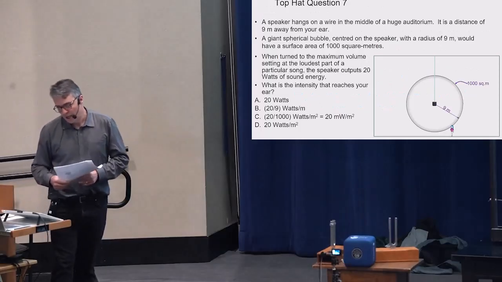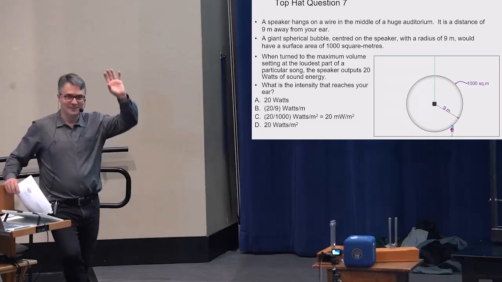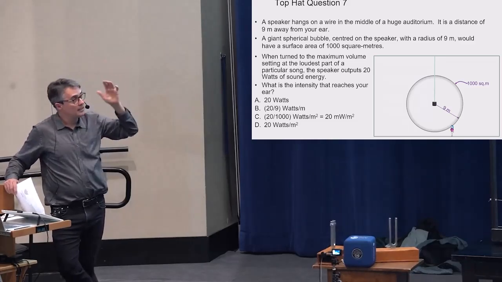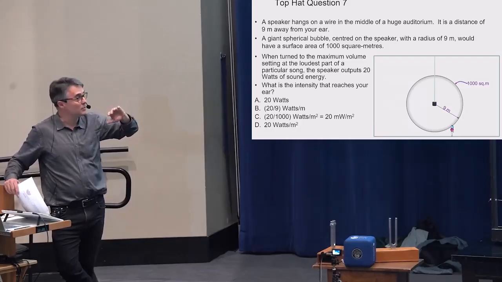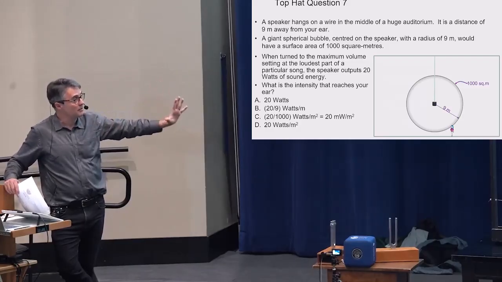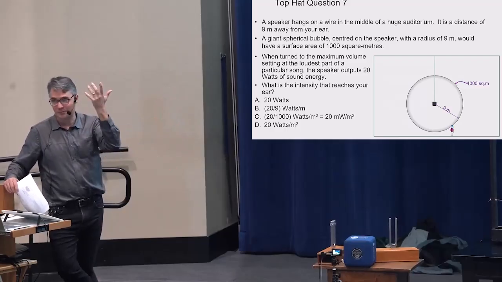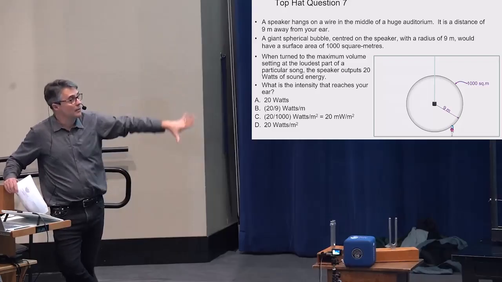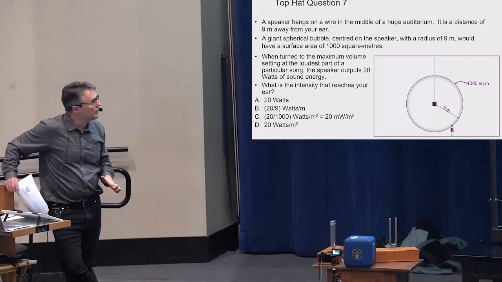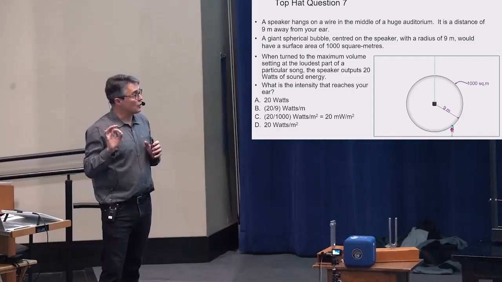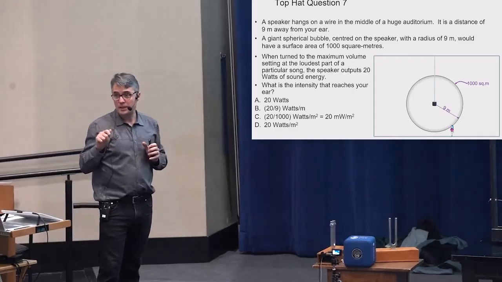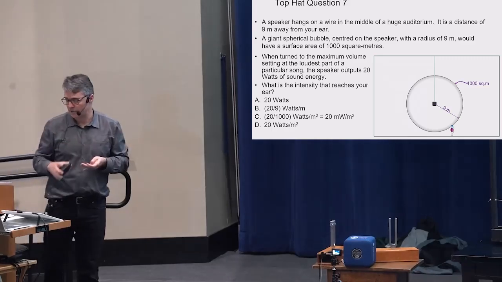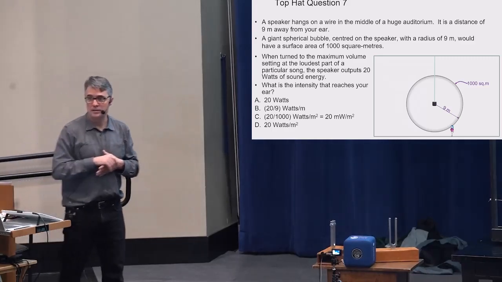So see if you can picture this one. You've got a speaker that's just in the middle of space, like it's hanging on a wire. It's in the middle of a giant auditorium, and it's at a distance of 9 meters away from your ear. So I would say that you can imagine a giant spherical bubble. There isn't really a bubble, but if there was one centered on the speaker with a radius of 9 meters, it would have a surface area of 1,000 square meters. When turned up to maximum volume, the speaker outputs 40 watts of sound power, I guess, or energy in the sound waves. So what's the intensity?